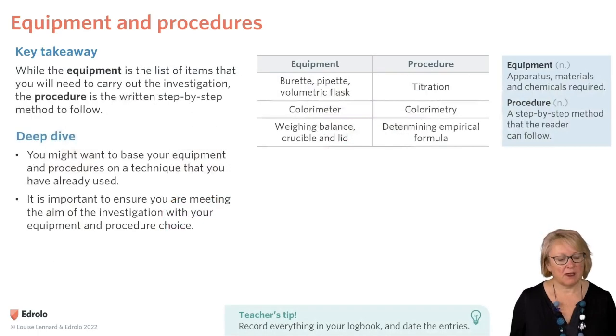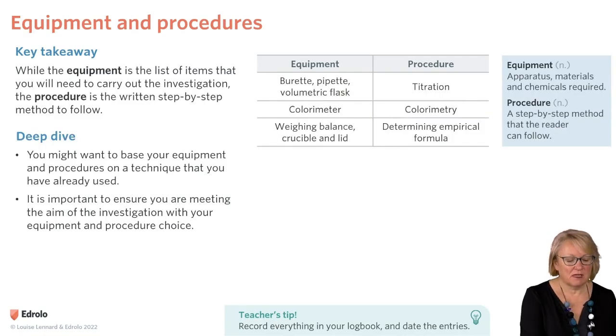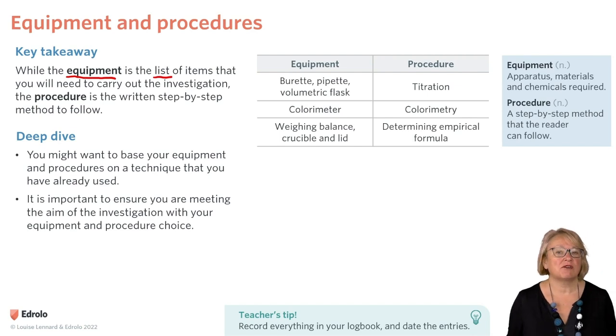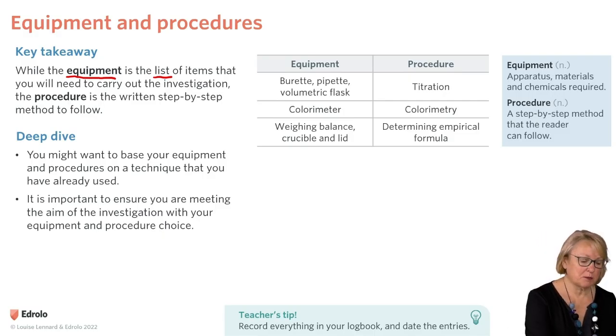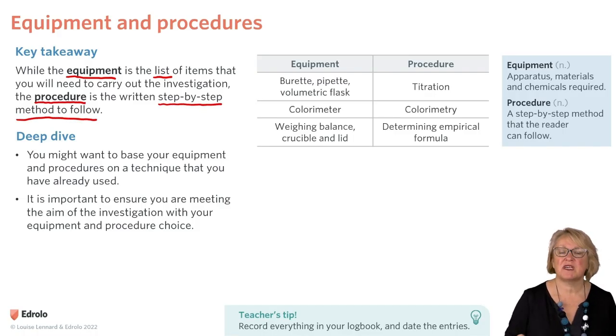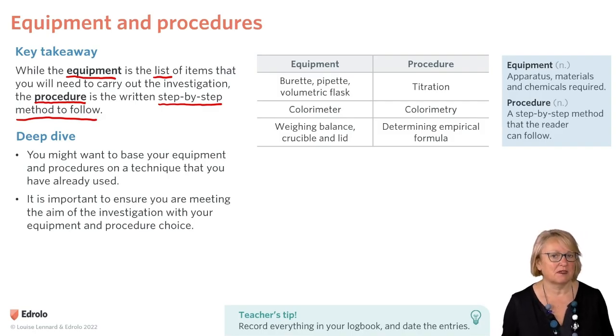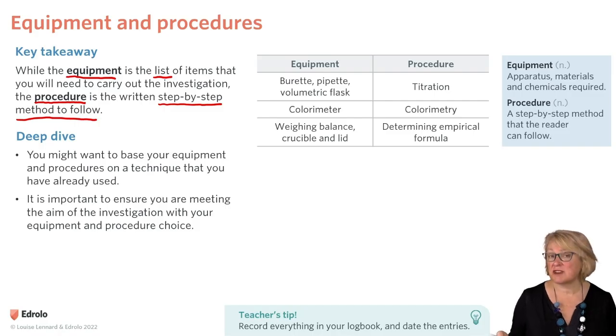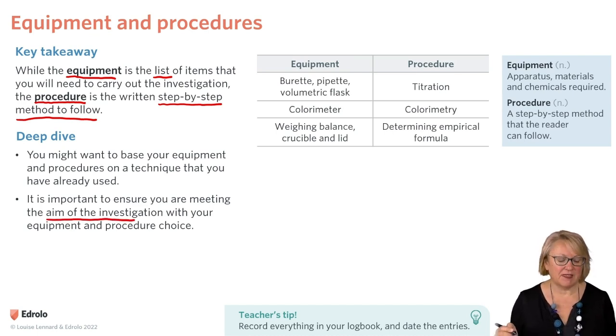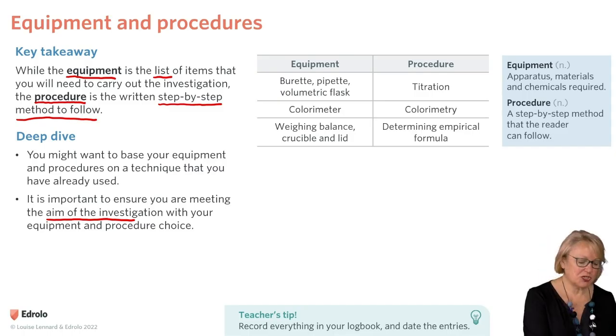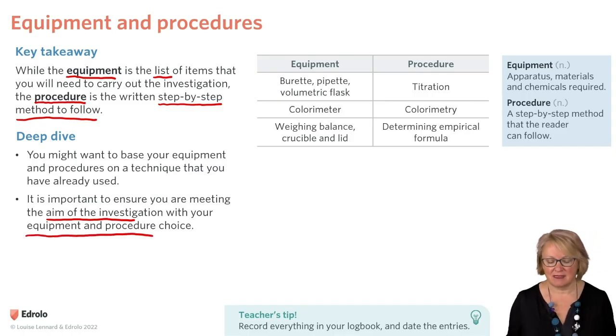Okay, so with equipment and procedures, the equipment is the list of the items that you'll need to carry out the investigation. And this is important so that other people can read your work and duplicate what you've done and hopefully get the same results. So the equipment is the list, the procedure is the method, and it's a step-by-step method to follow. And it needs to be specific enough that someone else can follow your lead. You might want to base your equipment and procedures on a technique that you've already used, for example, an acid-base titration. It's important to ensure that you're meeting the aim of the investigation or the purpose by choosing the right equipment and procedure to answer the aim.